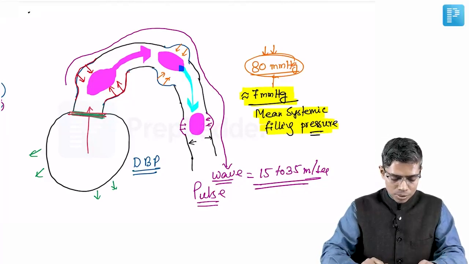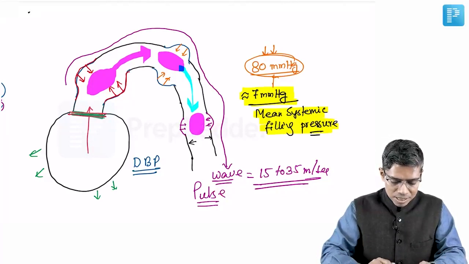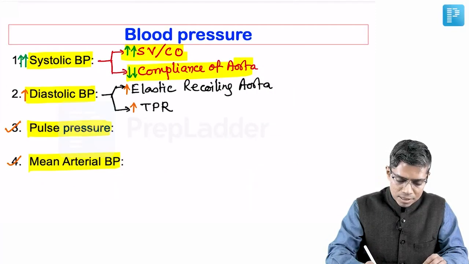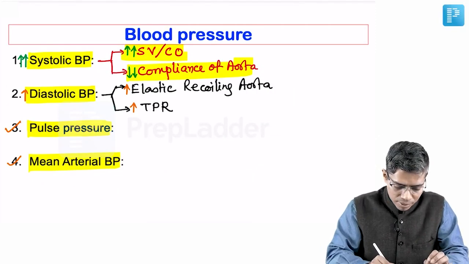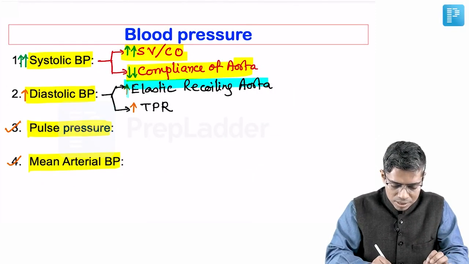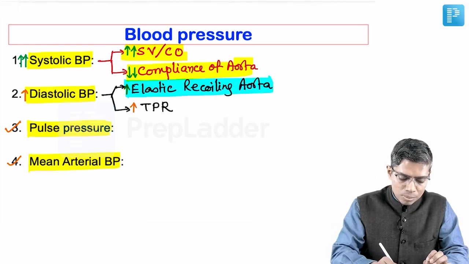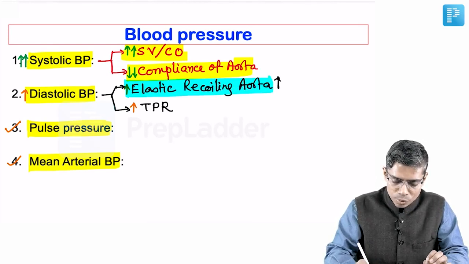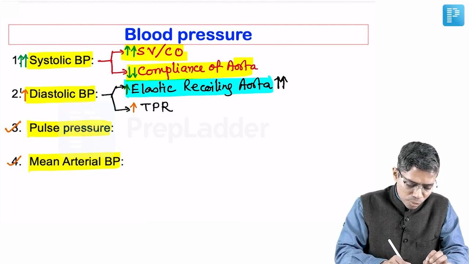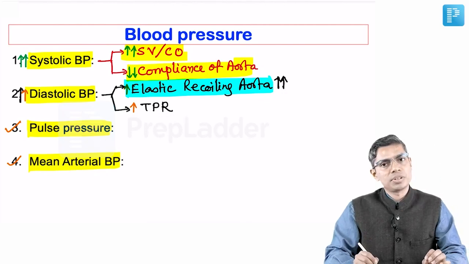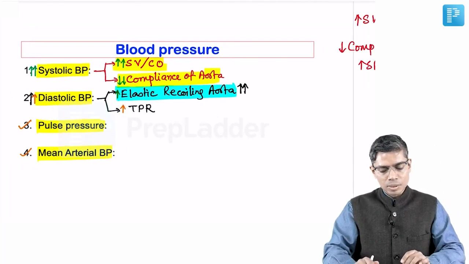And that's why I told you this has been asked in AIIMS entrance examination, that what is the major factor for diastolic blood pressure. Your answer is elastic recoiling of aorta and the major vessels. More the elastic recoiling of aorta, more will be the diastolic blood pressure, right? This is the important thing.